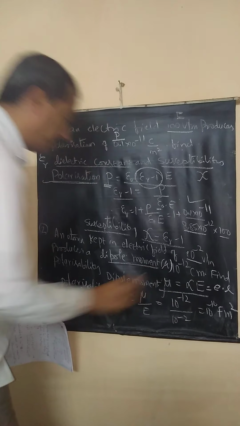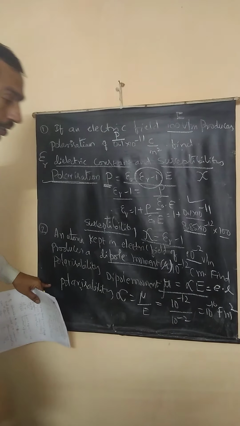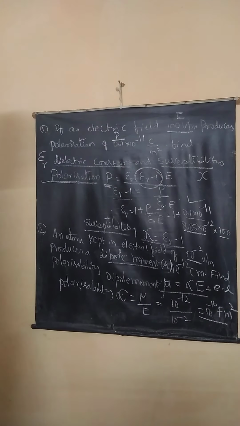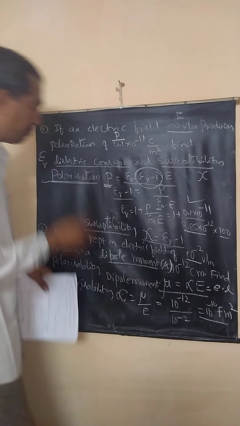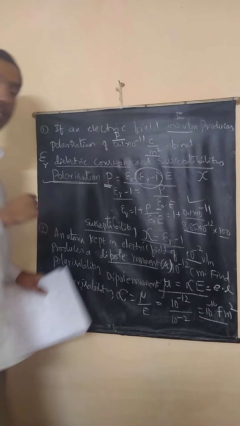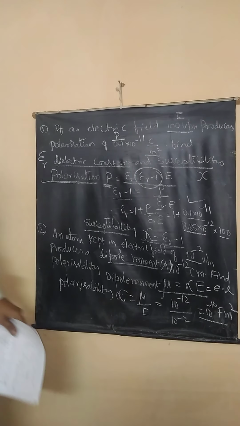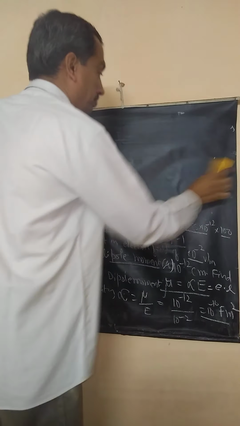Now mu is given in the problem. Electric field is given. So alpha is equal to mu by E. We get around 10 power minus 10 farad per meter square. See, the unit of polarizability is farad per meter square. The unit of polarization is coulomb per meter square. Is it clear to you? We'll go to the next numerical. See, on polarization, the numericals are easier. You can easily score marks.